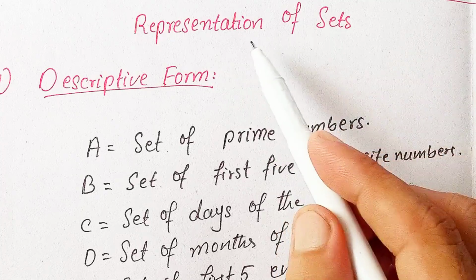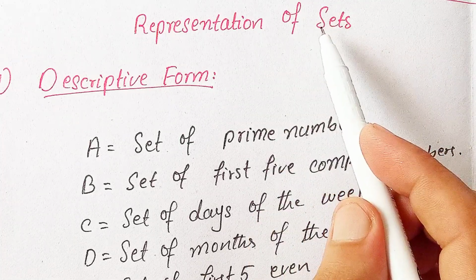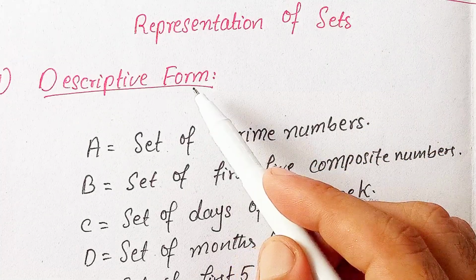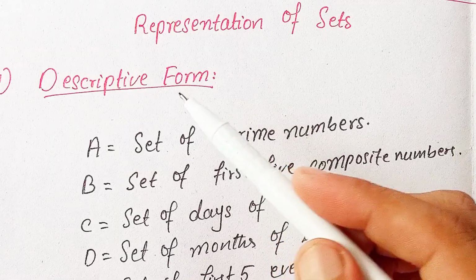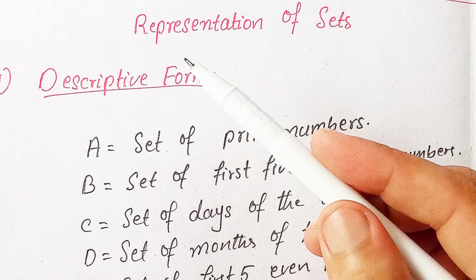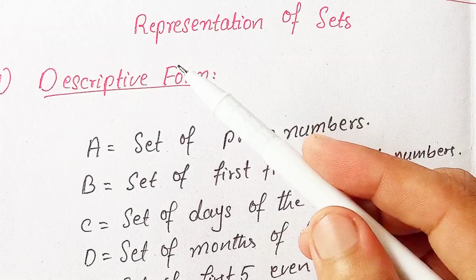In today's lesson, we are going to focus on the representation of sets. So the first one is the descriptive form. In descriptive form, a set is represented in the form of statements using well-defined words without brackets.